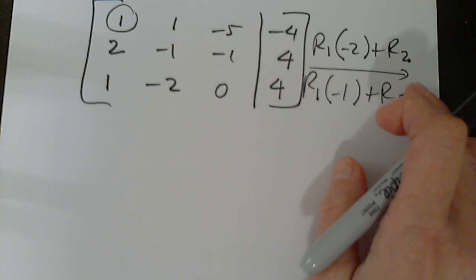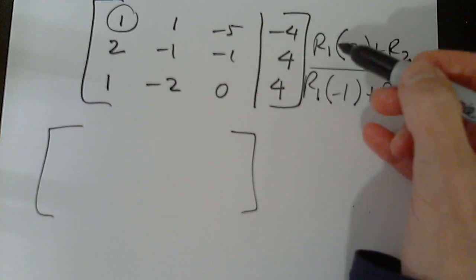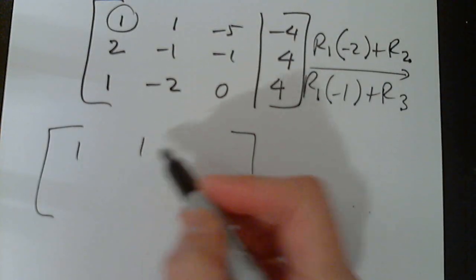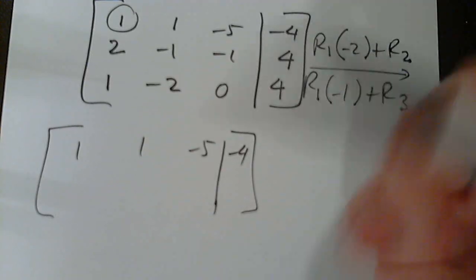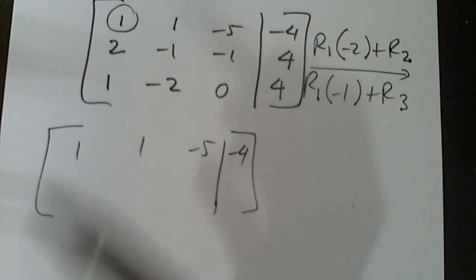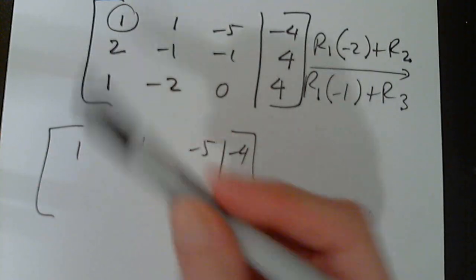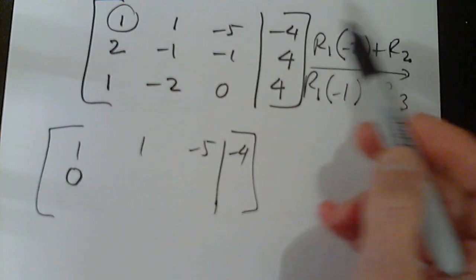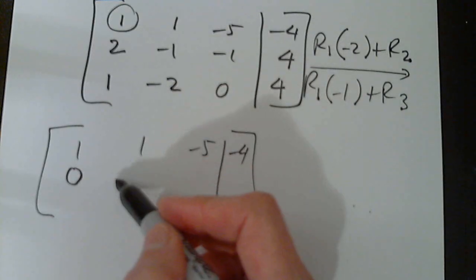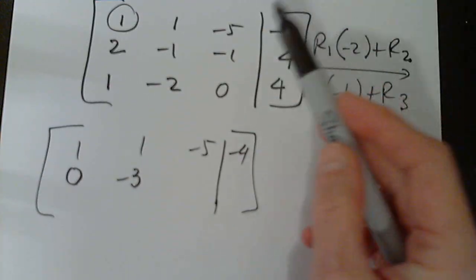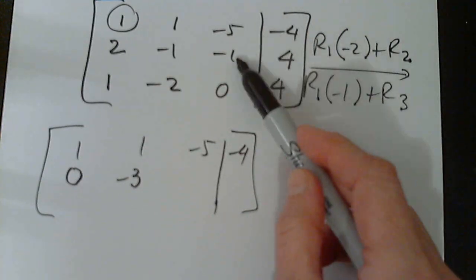No equal symbol, please. Arrow. The row that I use must be copied. No one can change the row that we use to multiply. 1 times negative 2 plus 2. 1 times negative 2 minus 1. Negative 5 times negative 2 is 10. 10 minus 1.